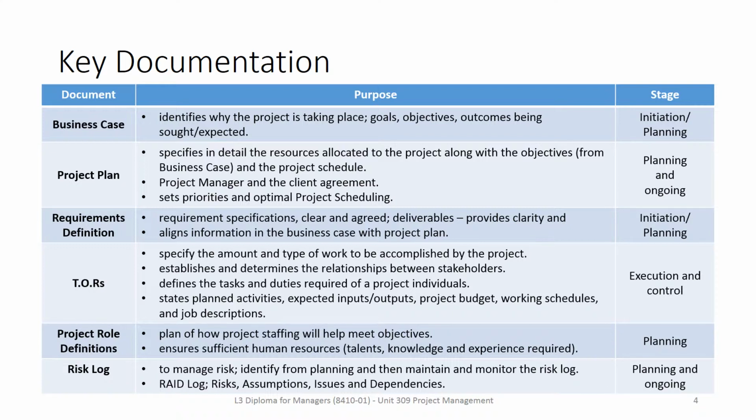Next on the list is terms of reference, or TORs as it says there. They typically specify the amount and type of work to be accomplished by the project, a governance document sort of establishing the relationship between all the project stakeholders at a strategic level, sort of defining the tasks, duties required by each individual organisation or person, and they can't really be developed until the project has been identified, planned, because the document also links it to the activities, expected outcomes, the project budget, the working schedules, job descriptions, which are all included in the project plan.